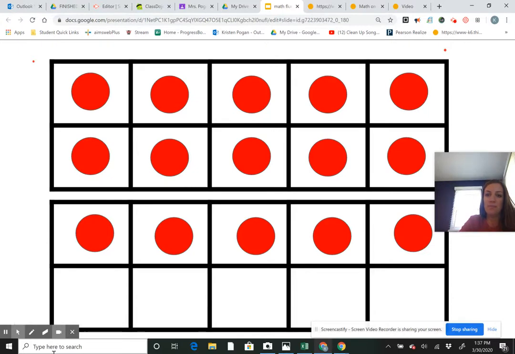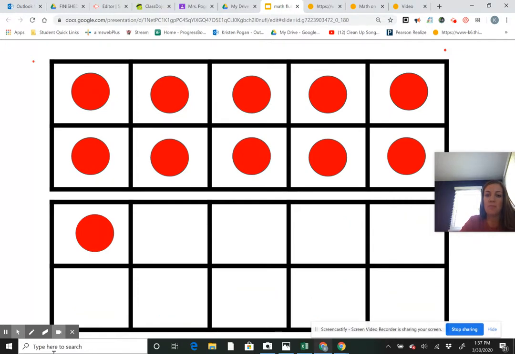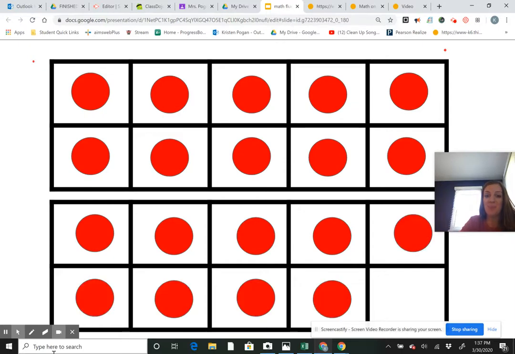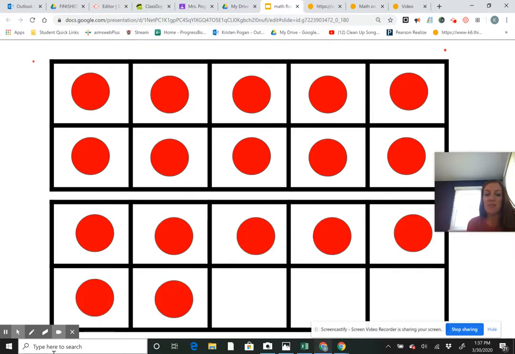15, 20, 11, 14, 19, one of the numbers we're learning about, 18, the other number we're learning about, 16, 13, 12, 17.